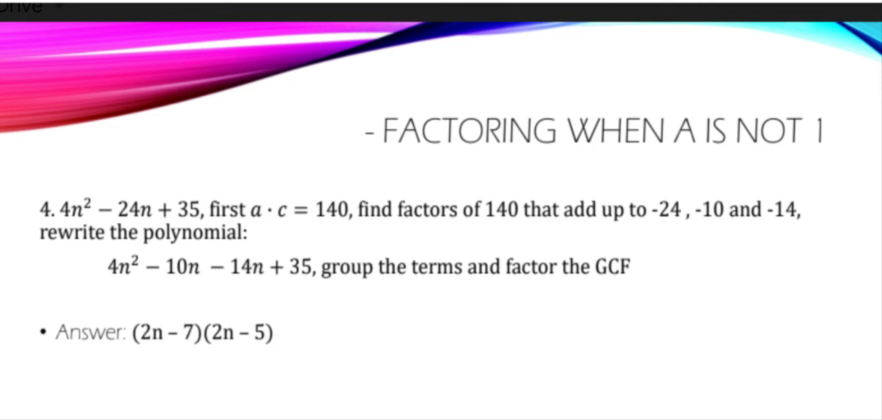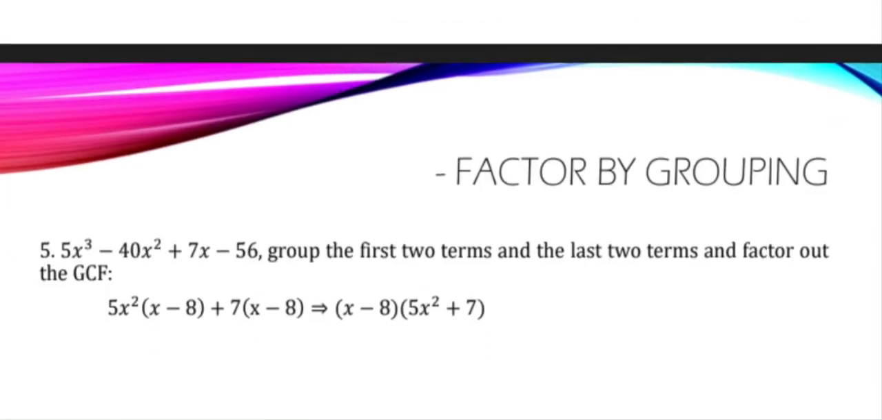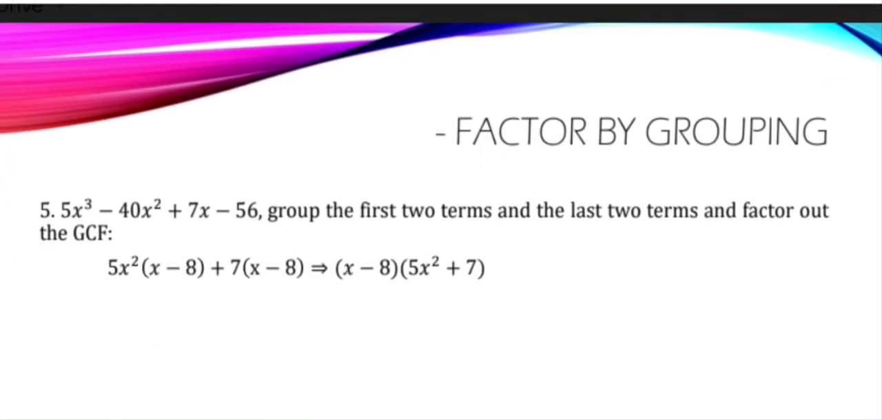It's very easy. If you practice, it will become much easier. And you can make sure that your answer is correct by, again, doing FOIL. You get 4n squared minus 14n minus 10n plus 35, which is the same as our original quadratic trinomial. Let's move on to our last example, factoring by grouping.